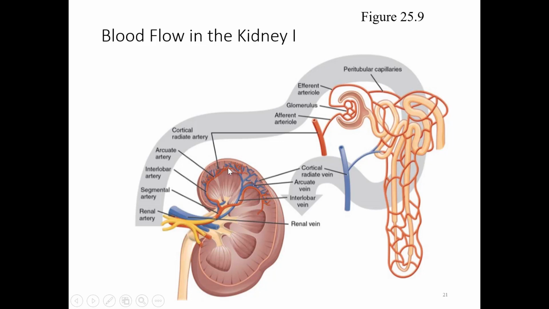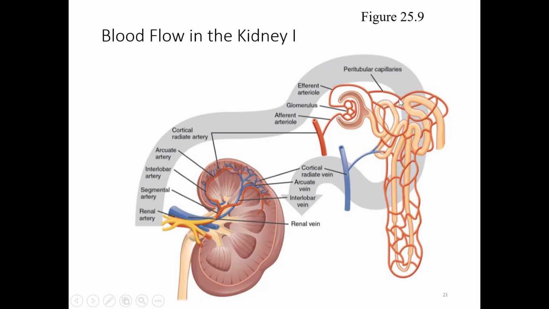Each arcuate artery gives rise to several cortical radiate arteries. So here they are. Those are the cortical radiate arteries. Okay. Now we will be looking under the microscope. That is your cortical radiate artery. It gives rise to the afferent arteriole, which enters into the structure called glomerulus, like a tuft of capillaries, then exits, and when it exits, it's called the efferent arteriole.